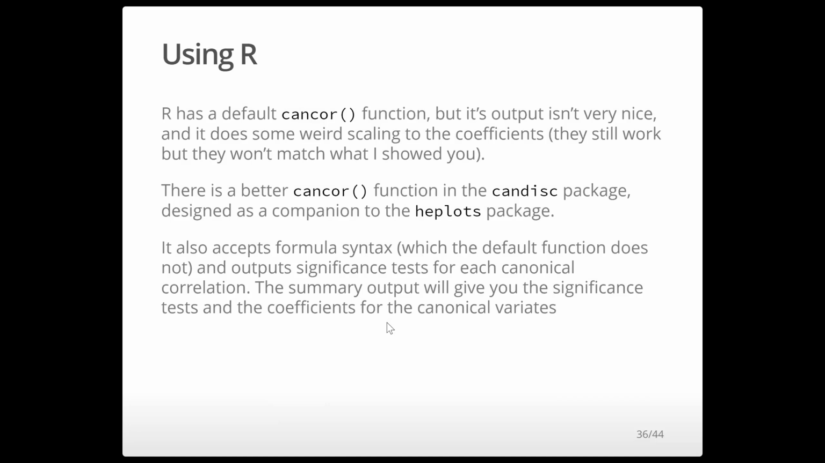So using R to do all this, of course, is much easier than what we just saw, as always. R has a default cancor function for canonical correlation, but its output isn't very nice, and it does some weird scaling of the coefficients. I think it just automatically standardizes everything. It may have a way to give you the raw unstandardized coefficients too. I'm not 100% sure. I have to check.